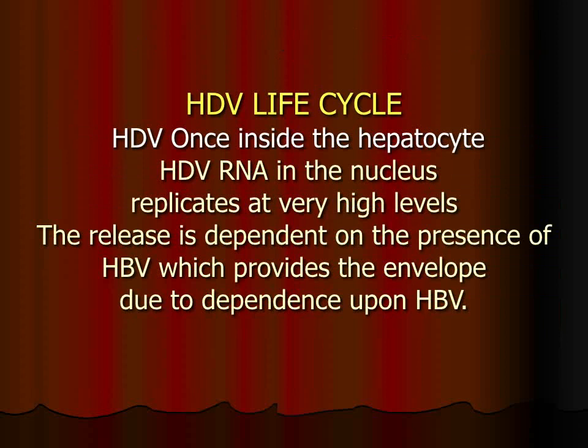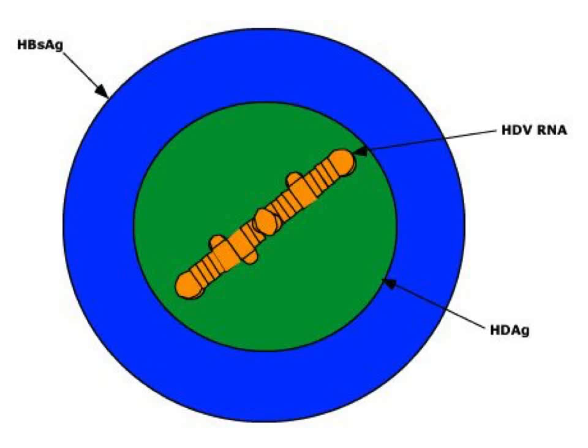What about the HDV life cycle? Once inside the hepatocyte, HDV RNA replicates in the nucleus at a very high level. The release is dependent on the presence of HBV, which provides the envelope. As you find here, the HDV RNA cannot live by itself but should be inside the hepatitis B virus, which helps with replication.